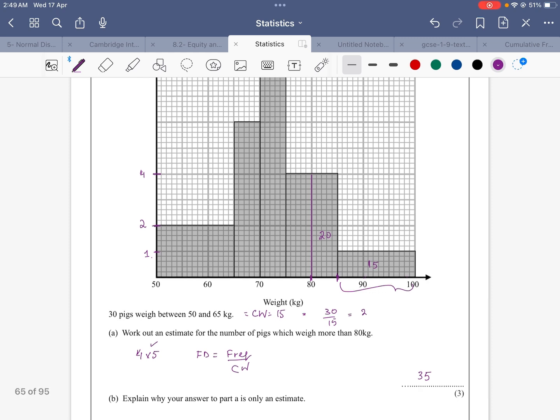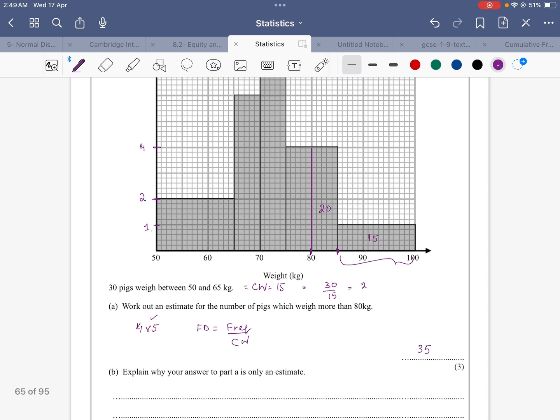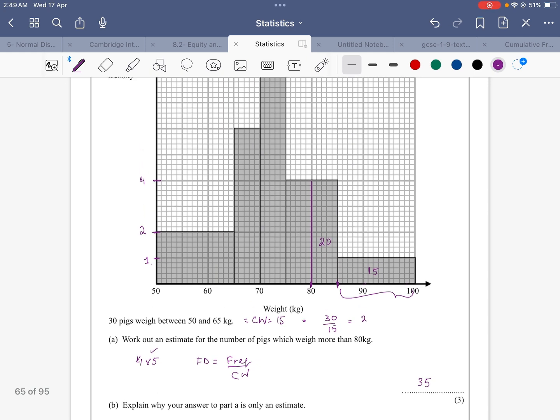Same formula. Explain why your answer to part A is only an estimate. It's only an estimate because this is frequency density from 75 till 85. We have to halve this bar, and by halving this bar we have made an estimate because we don't know how many people from 75 till 85 actually weighed more than 80. That's why it's just an estimate.